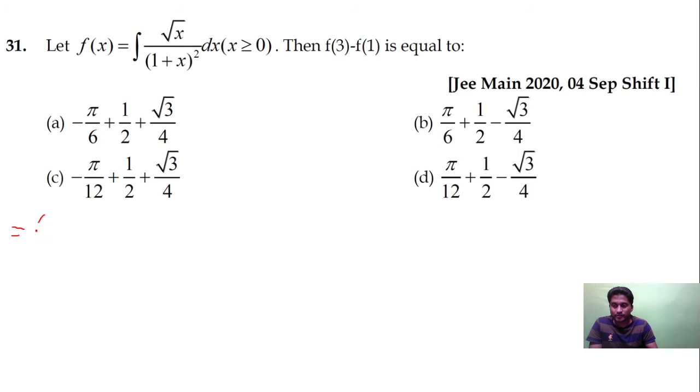Okay, now follow carefully. The initial step I am going to do is put x is equal to t square. If I differentiate, I get dx is equal to 2t into dt. So this is equal to root of t square. X is equal to t square, right? So this becomes 1 plus t square the whole square.